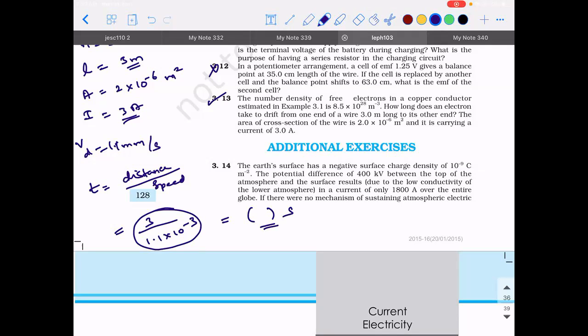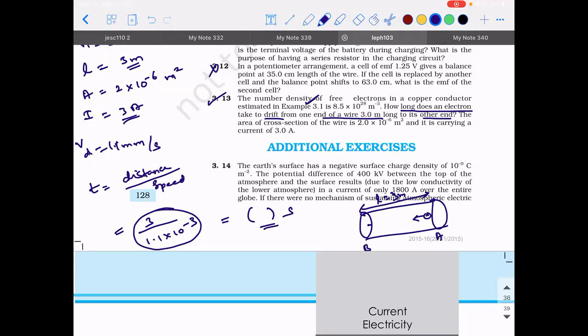Sir, could you explain this again? Okay. See, they have asked how long does an electron take to drift from one end of the wire 3 meter long to its other end. So there is an electron here. How much time is it going to take to reach from point A to point B? So what is the distance it is traveling? It is traveling a distance of 3 meter. Is it clear till this point? Yes, sir. Since they told example 3.1, okay.